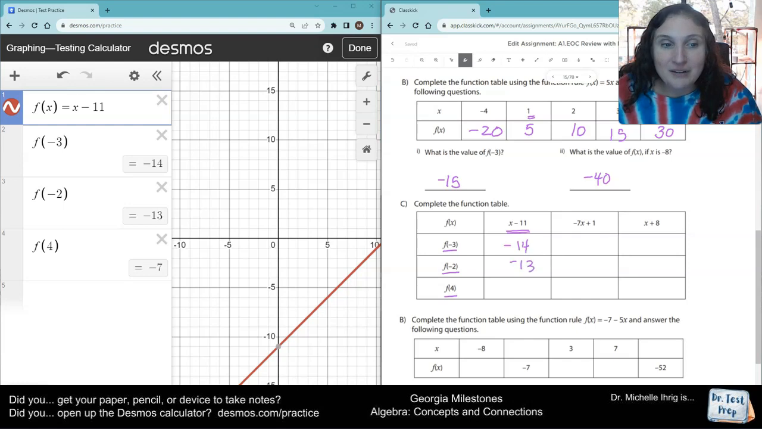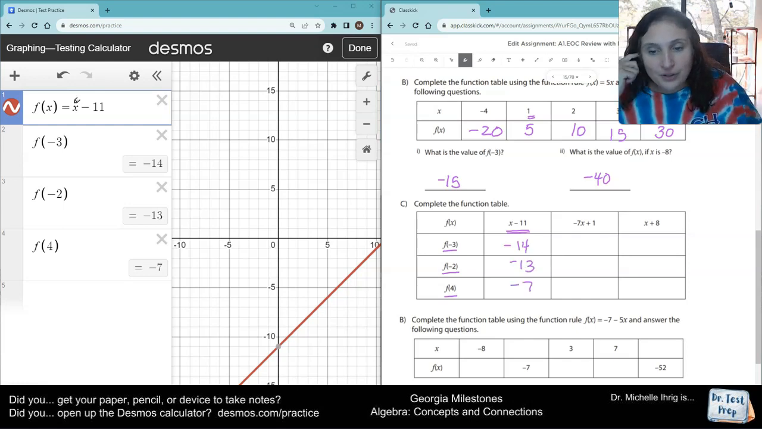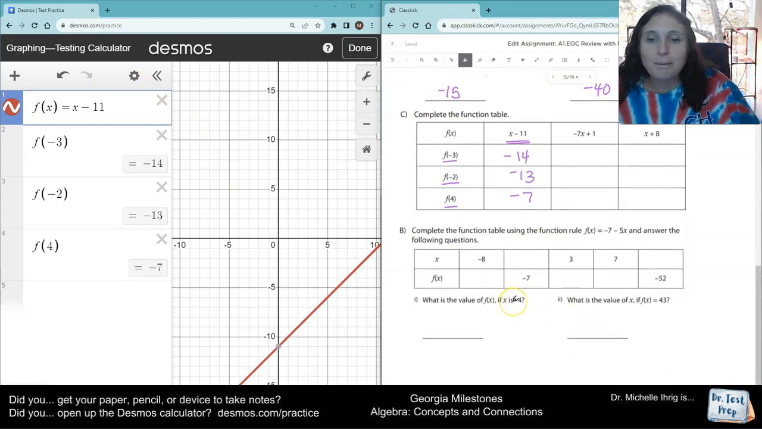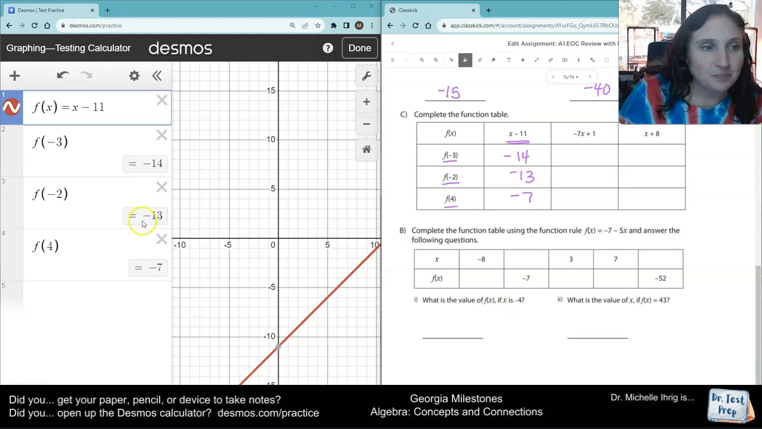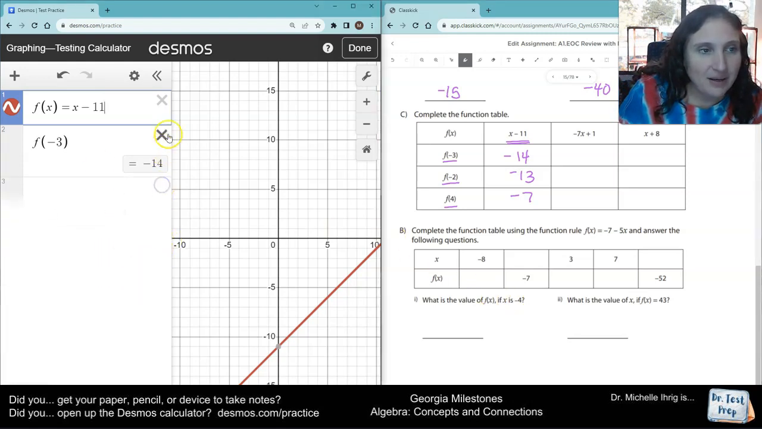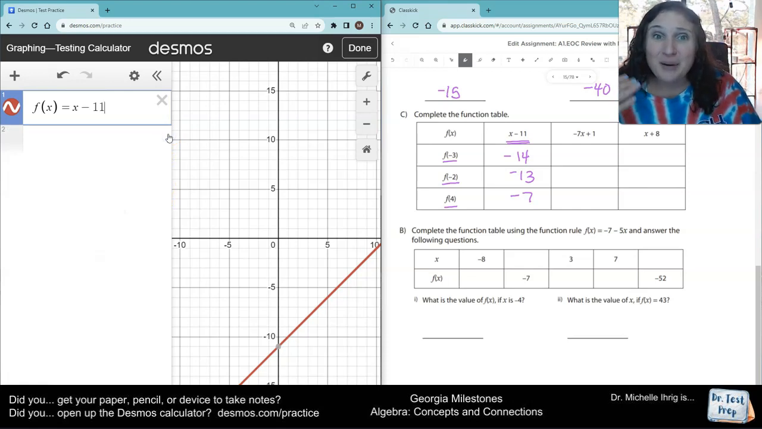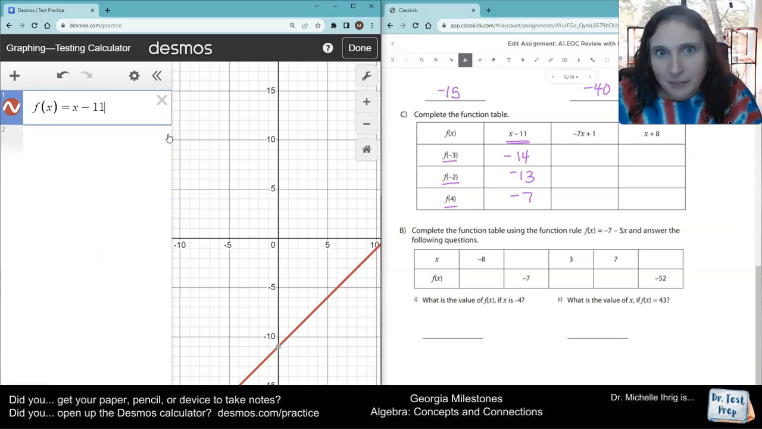Okay, so I'm going to leave the rest of those two for you to do. This, it wants you to work backwards. Okay, so now I'm going to show you the other way that this is super cool. Okay, what we're going to do is X these out. So notice how every time I type the function in, a graph appeared? That's how we're going to do this next one.